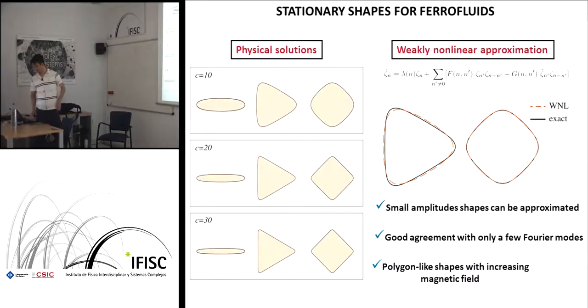Right? And if you increase the magnetic field, I mean, if you increase the contribution to the pressure jump, the fingers tend to be sharper and sharper because the magnetic normal traction tends to make the fingers sharp. And we can map these analytical solutions, fully nonlinear, to the weakly nonlinear solutions from the second order perturbative analysis. We have a good agreement with three Fourier modes.